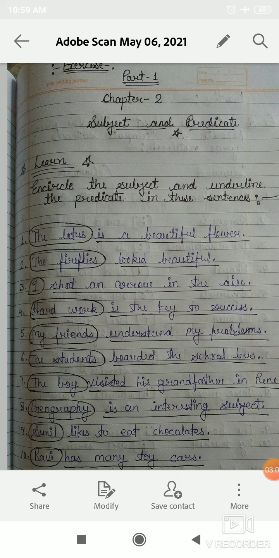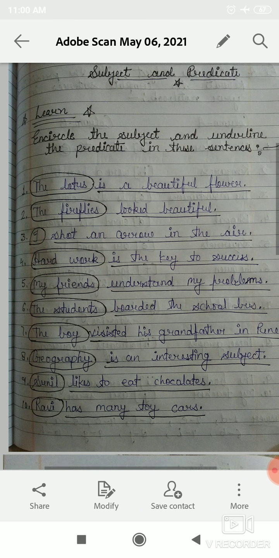Number 1 is: the lotus is a beautiful flower. Can you tell me which part of the sentence is subject and which part of the sentence is predicate? Here the lotus is a subject, and the remaining group of words, is a beautiful flower, is the predicate. So students, you have to circle the words the lotus and underline the group of words is a beautiful flower, as it is the predicate.